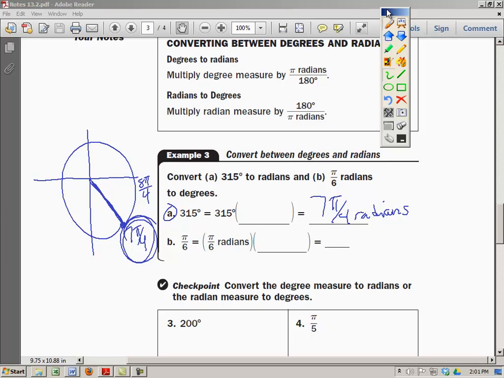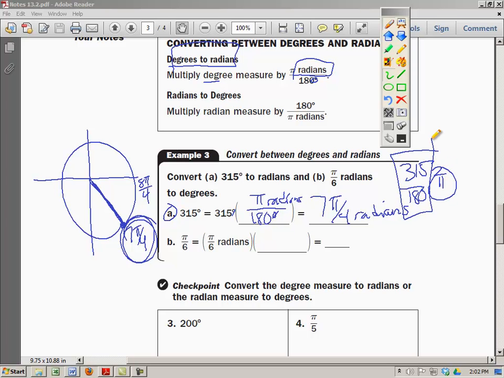What I would think about doing is saying, listen, I want to multiply by something that's going to get rid of degrees and leave me in radians. So if I'm going from degrees to radians, I would multiply by radians over degrees because I want degrees to cancel with degrees, and I want to make this pi radians. Now, what's kind of cool about this is this ends up being 315 divided by 180 pi. I'm not going to put the pi in there, but I want to reduce that first.